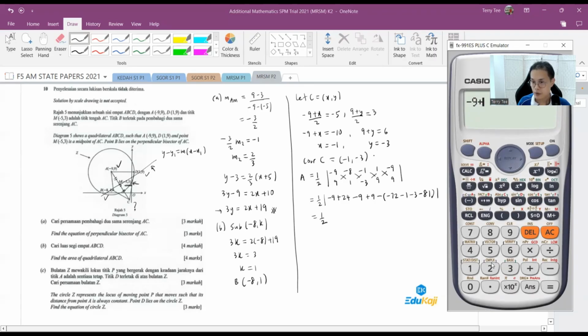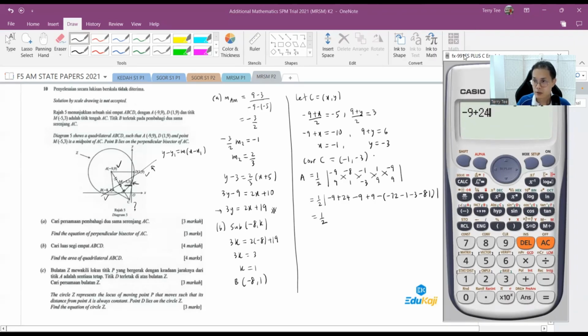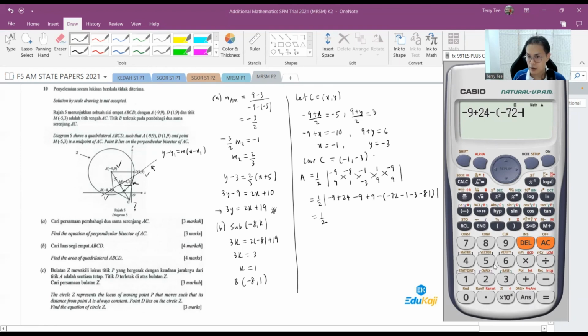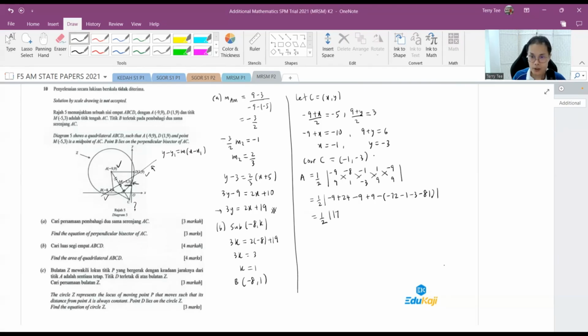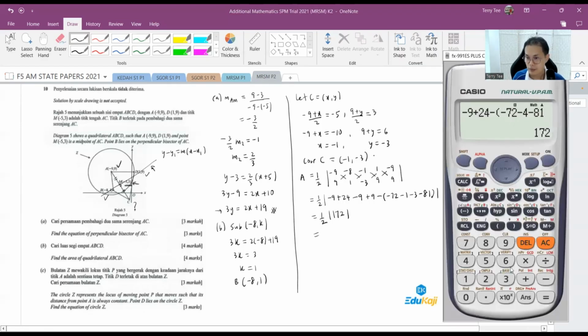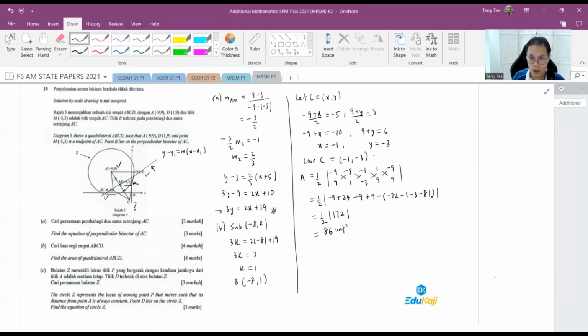-9 plus 24. The -9 plus 9 will cancel each other out. So I can just do this out. All right, then I minus. There's a -72. We can -1 -3 is -4. Then you minus 81. There you go. My answer is 172. Okay, so we take the 172 that we got, we multiply by half. So take this answer times half, or you just divide by 2. Your answer is 86. So your area is 86 square unit.